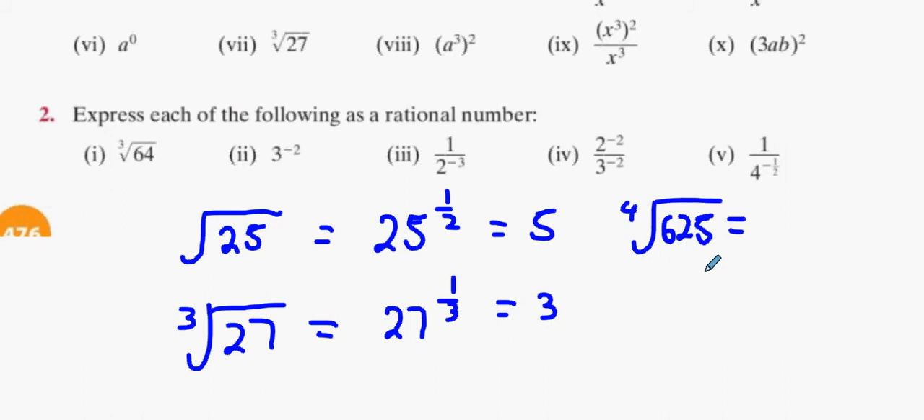I think the answer is 5. 5 by 5, 25 by 5, 125 by 5, 625. So the answer is 5. How would you write it in power notation? Alright, are we all getting the gist?